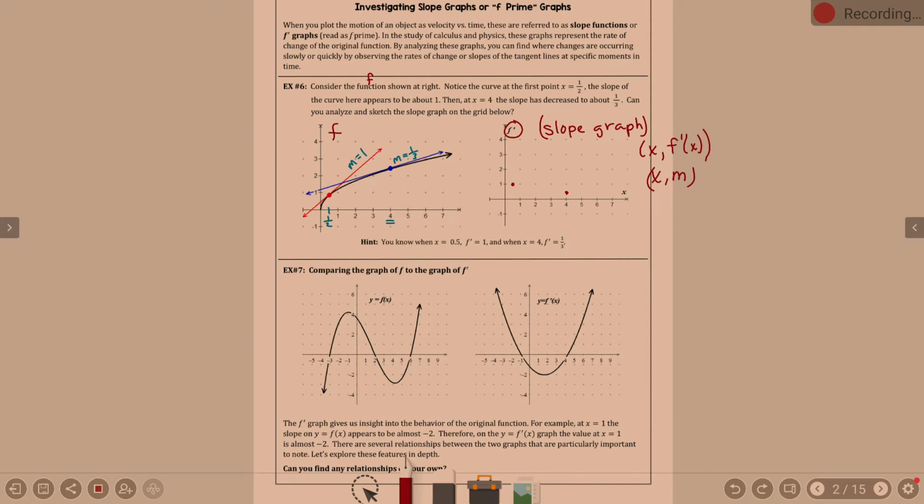Okay. And then if we throw in a little bit more, for instance, anything smaller is going to be bigger, right? Anything before 1/2, that's a steeper slope. So those values are going to be bigger up here, yes?